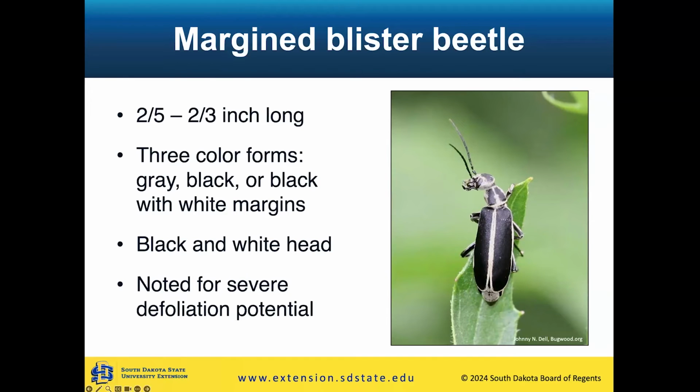The margined blister beetle, this one has different color forms. They can be gray, black, or then black with the white margins, like you can see on this guy. So they're also going to have a black and white head. And then these ones are a pretty bad pest for gardens. They can really cause a lot of defoliation in a short amount of time. So if you're a gardener, you might need to watch out for these guys. But in terms of alfalfa production, they might not be as abundant or as big of an issue as some of these other ones. Again, pretty low cantharidin levels with these guys as well.